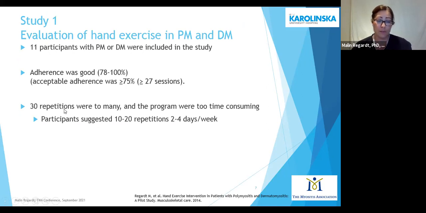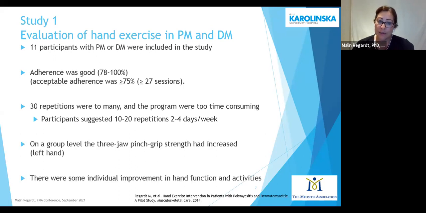So 11 really nice people participated in this study. They did almost every session that they were supposed to do. The exercise was to be done 3 times a week. In the end, everybody thought that 30 repetitions at the end of the intervention were too time consuming and suggested fewer repetitions, but maybe more sessions a week.